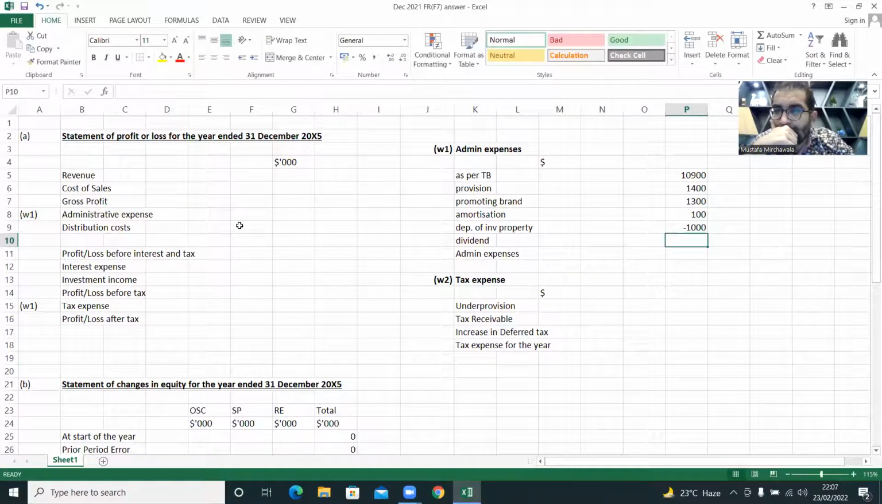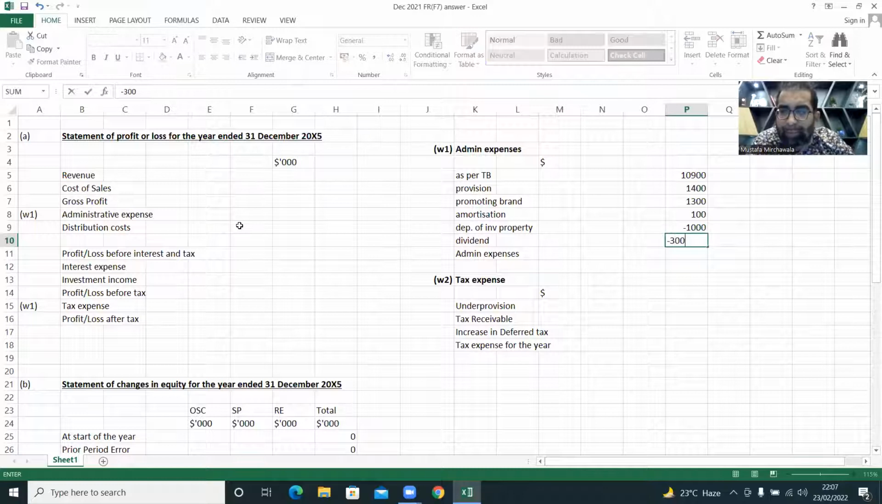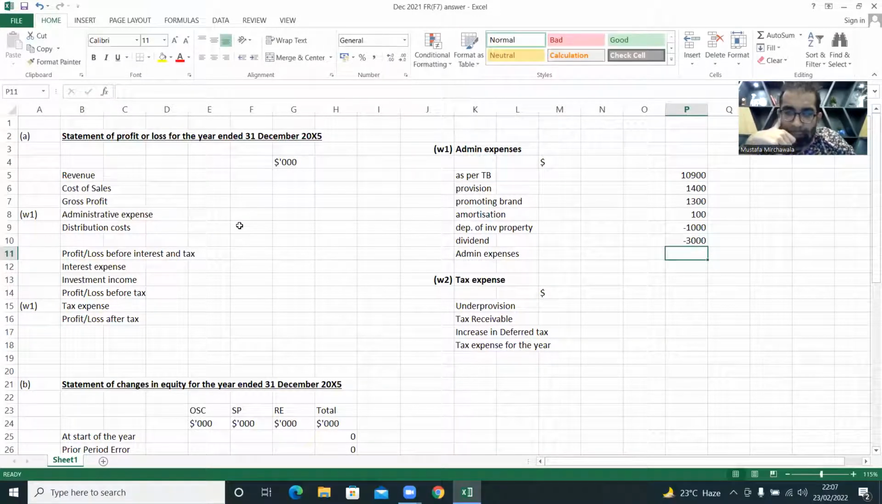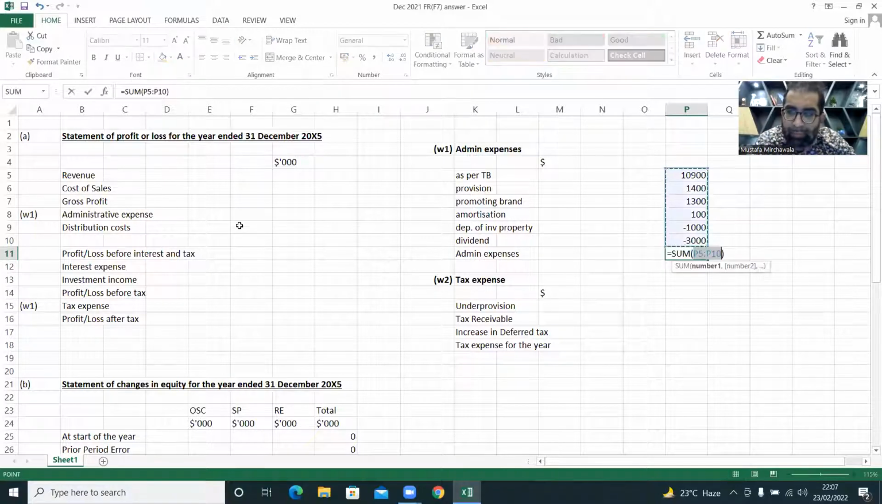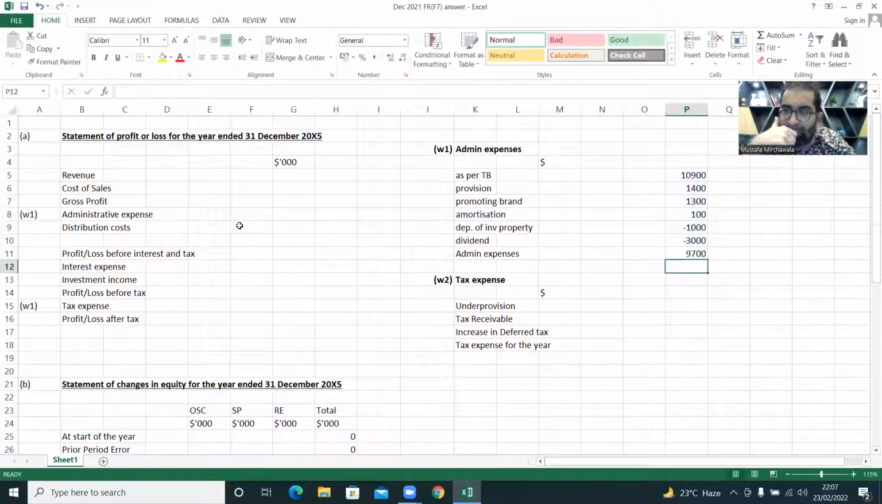Okay. Now dividend, they mistakenly booked 3000 dividend. They mistakenly included 3000 dividend. So let's remove it. So finally, your admin expenses will be 9,700. Okay. Now, just take a minute for this.